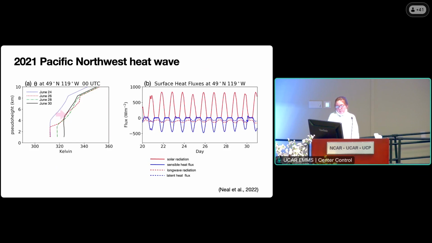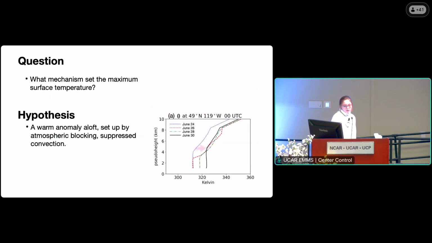We see the dominant contributors are incoming solar radiation and then outgoing sensible heat flux from the ground. We don't see significant changes, say like a change from very large latent heat flux to a very large sensible heat flux. And so that led us to the question, what mechanisms set the maximum surface temperature during this event?